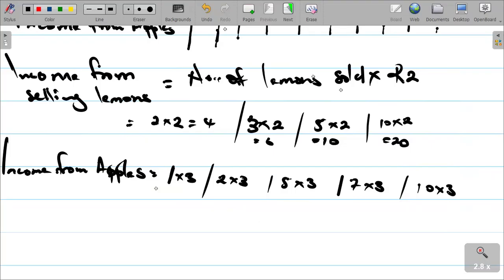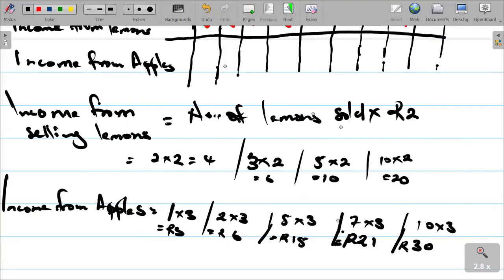So we can get our answers. This is 3 rand, this is 6 rand, here we get 15 rand, there we get 21 rand, and there we get 30 rand. That is what you are supposed to understand, or this is how you do it. So the question is only about you being able to draw the graphs.